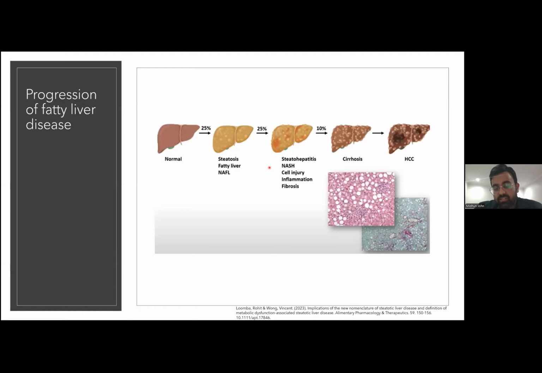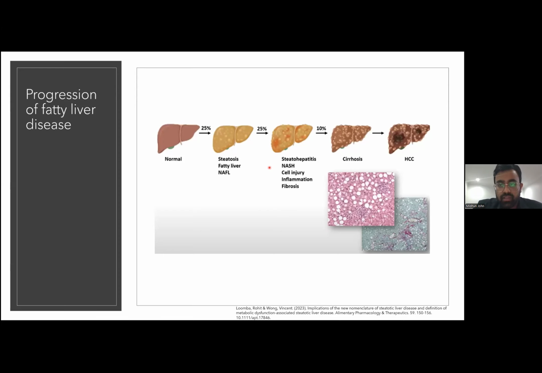On the bottom right of the slide, you can see two histology slides. The reason I put this is that this histology is from a non-alcoholic fatty liver versus an alcoholic fatty liver. You can see the similarities in the two histology slides, which explains why there was such confusion as well as debate in the terms and descriptions of MASLD prior to this final confirmation.